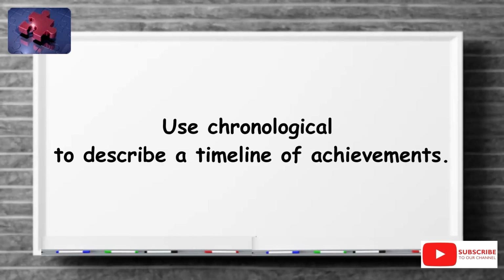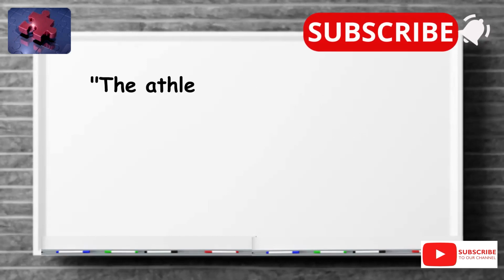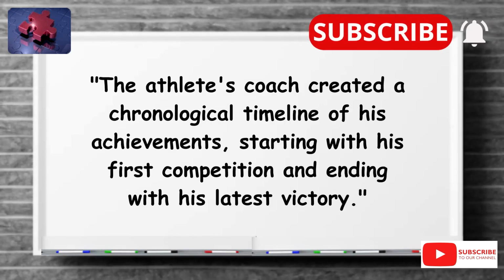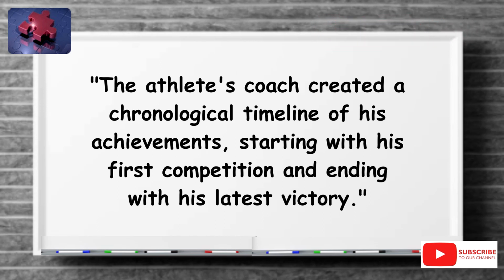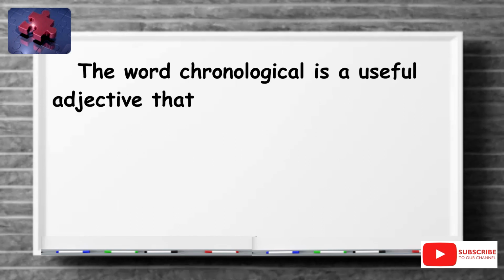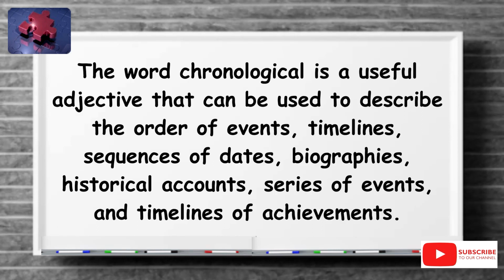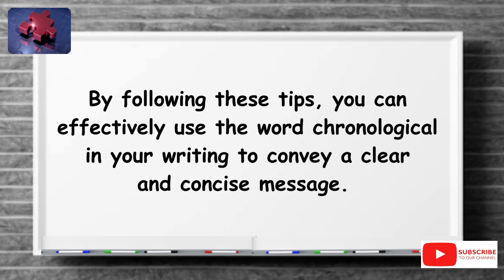Use chronological to describe a timeline of achievements. The athlete's coach created a chronological timeline of his achievements, starting with his first competition and ending with his latest victory. The word chronological is a useful adjective that can be used to describe the order of events, timelines, sequences of dates, biographies, historical accounts, series of events, and timelines of achievements. By following these tips, you can effectively use the word chronological in your writing to convey a clear and concise message.